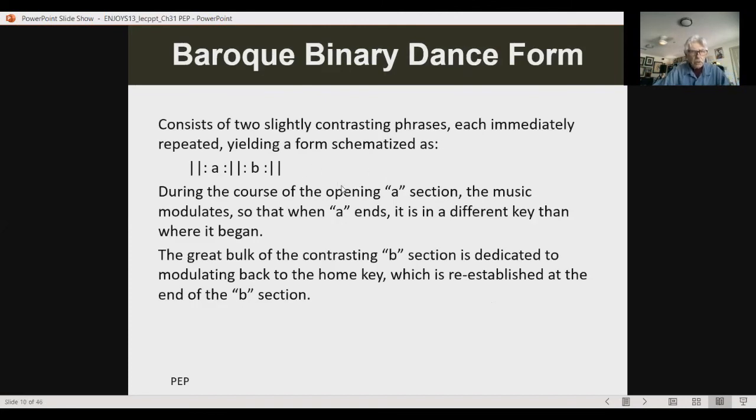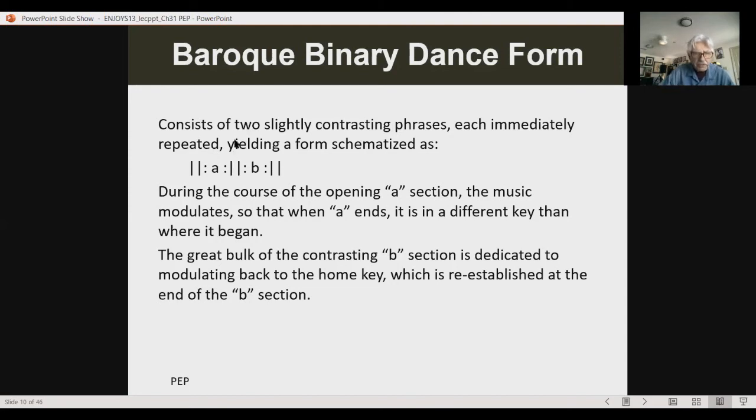So here we have a schematic that shows binary form in the Baroque period. This is typically where it was. You had an A section that was repeated, and then a B section that repeated. But also in this music, it would start in one key, and then by the end of that A section, it would have modulated to a related key. And the modulation is disguised, and you don't really realize that a modulation is taking place. And then you get the new key, and you may not realize that you're at a new key.